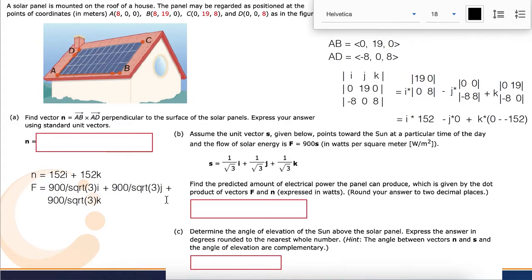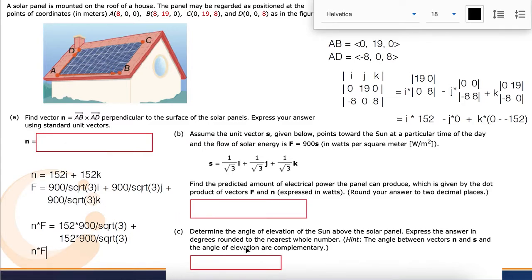The dot product is easier than the cross product, right? Because all you have to do is multiply the coefficients of each component and then add them all up. So the dot product with f is going to be 152 times 900 over the square root of 3, plus, since there's 0 for j, we can forget about that, and then for k it's just going to be the same thing, 152 times 900 over the square root of 3.